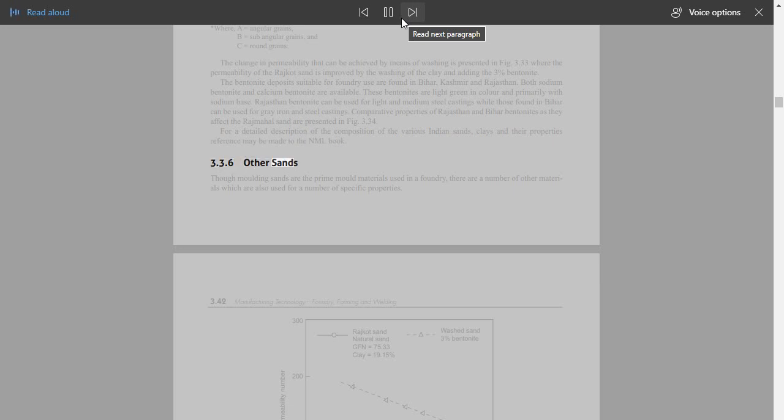3.3.6 Other sands. Though molding sands are the prime mold materials used in a foundry, there are a number of other materials which are also used for a number of specific properties.